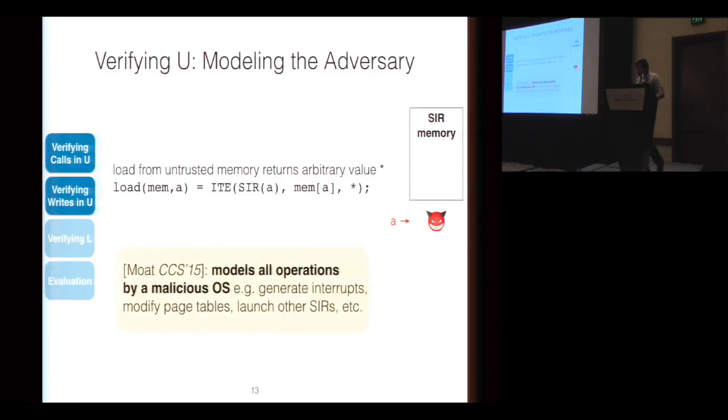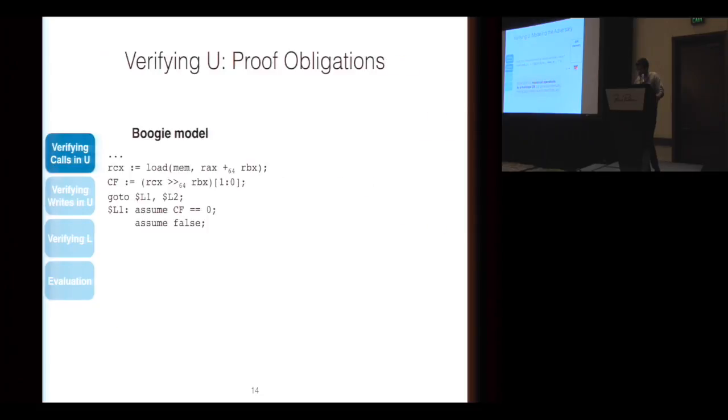And in our previous work, we showed that this modeling of loads is sound, in that any behavior you can have in the presence of a privileged OS-level adversary is captured by doing this transformation. This adversary model allows the OS to do interrupts at any point in time, modifying page tables arbitrarily, or launching other SIRs in the system. Now, with this transformation, we are guaranteed that any property we prove on our Boogie model is going to hold even when SIR is executing in the presence of an adversary.